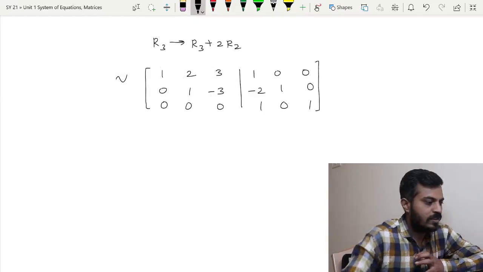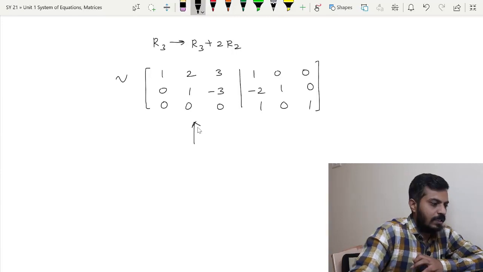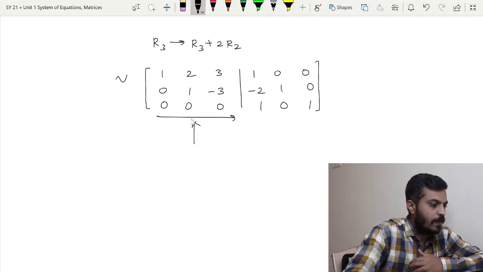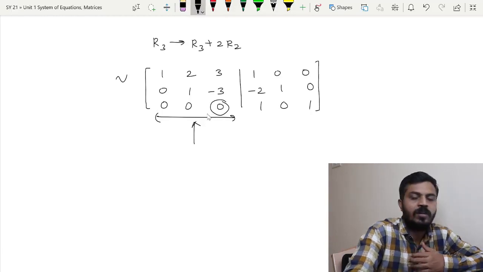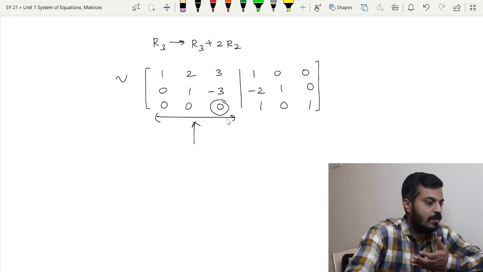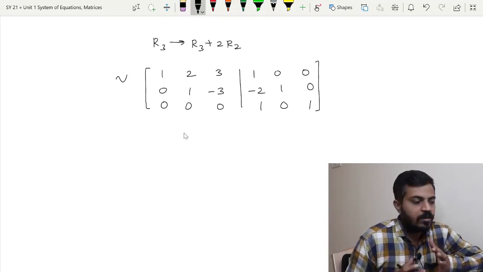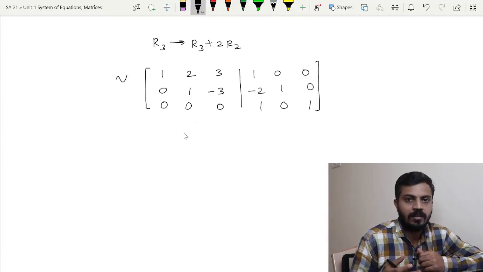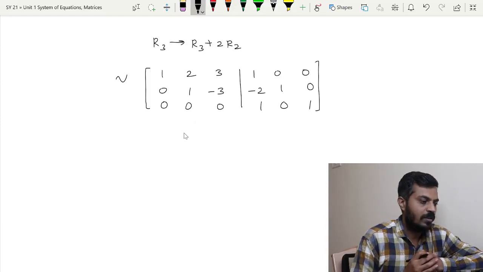Now as we can notice here, we are not able to reduce this matrix to identity matrix, because this entry is coming out to be 0 in this case. So it is not possible for us to find the inverse of this matrix, and there is one more way to check. You can find the determinant and you can see that the determinant of the given matrix is 0. Thus this matrix is not invertible.